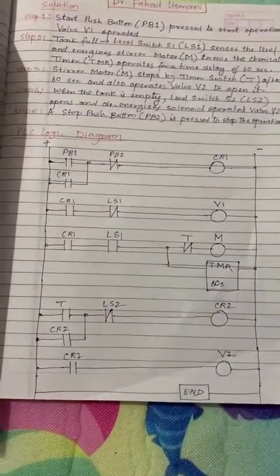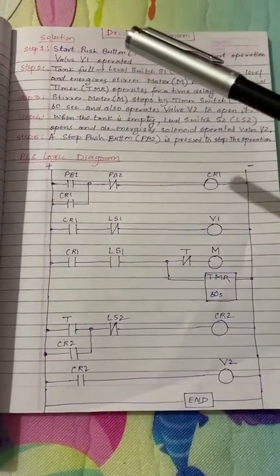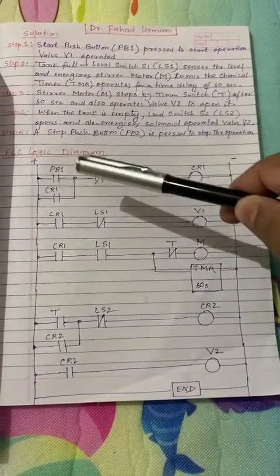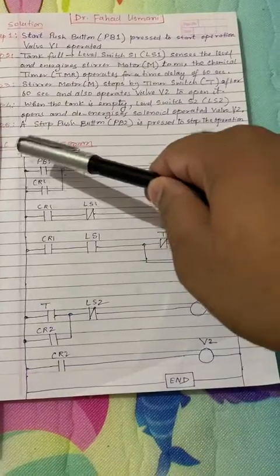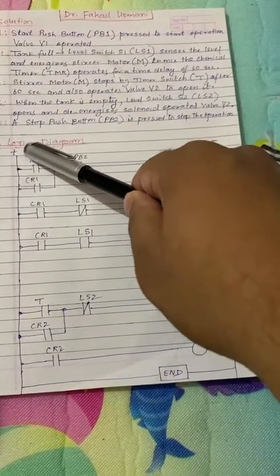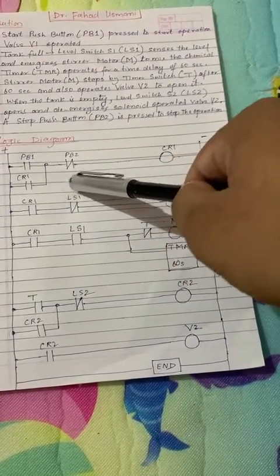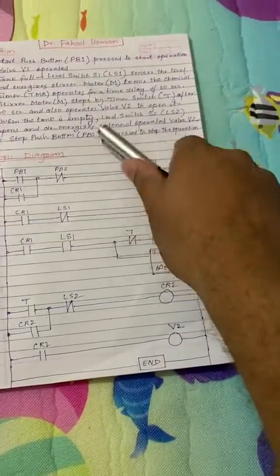The solution is here. Now you will see that the notations are a bit different here. The good thing about this is all the inputs are in contact form. What you see, guys, is a normally open contact, and this is the symbol of a normally closed contact. I'll try and explain it to you.